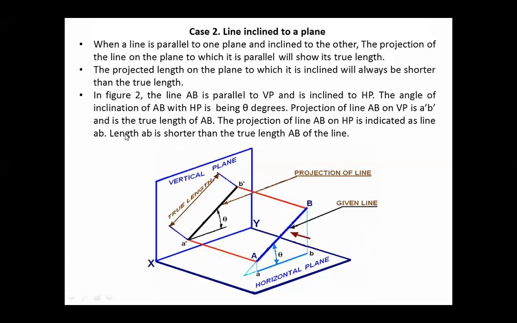Clear? Any doubt in this? Anyone? No, sir. Okay, so here this is the front view, fine, and this line AB here, that is the top view. Projections are brought down like this. Now you can see this distance is comparatively less than the actual length.